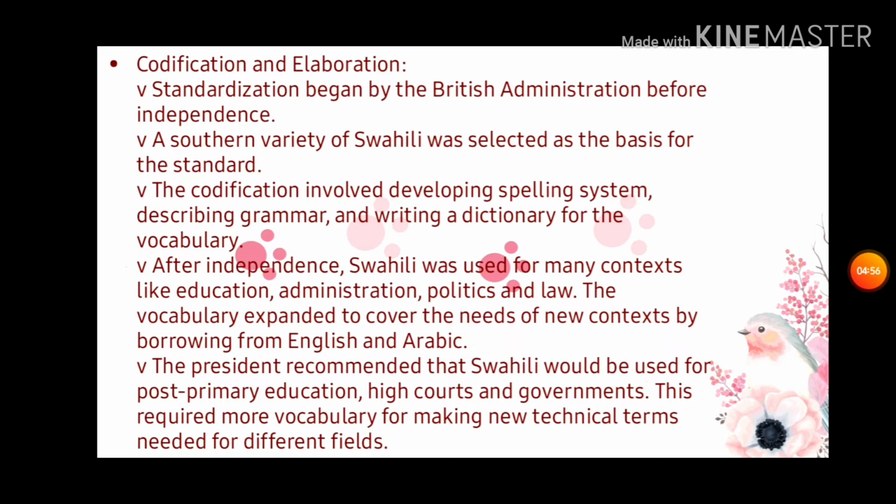Under British administration before independence, a southern variation of Swahili was selected as the basis for the standard. The codification involved developing a spelling system, describing grammar, and writing a dictionary for the vocabulary. After independence, Swahili was used for many contexts of education, administration, politics, and law. The vocabulary extended to cover the needs of new contexts by borrowing from English and Arabic. The President recommended that Swahili be used for post-secondary education, high court, and government. This required more vocabulary for making new technical terms needed for different fields.